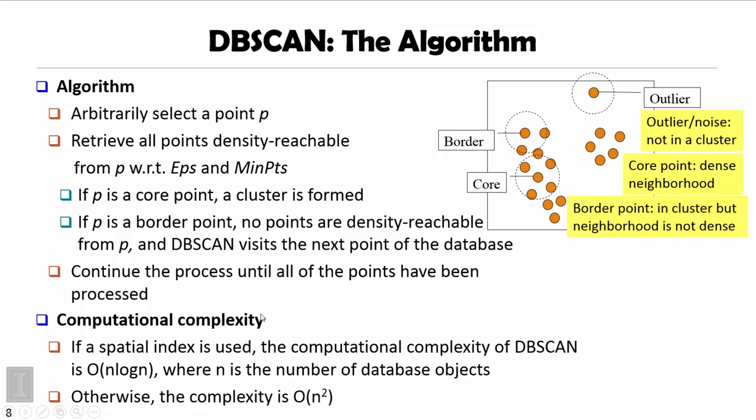This algorithm is quite efficient in the sense that if you use a spatial index, accessing neighbors is very fast, then the computational complexity of DBSCAN is O(n log n), where n is the number of database objects. Otherwise, the complexity is O(n squared) because you have to check all the points every time. But comparatively, this is still a pretty efficient algorithm.